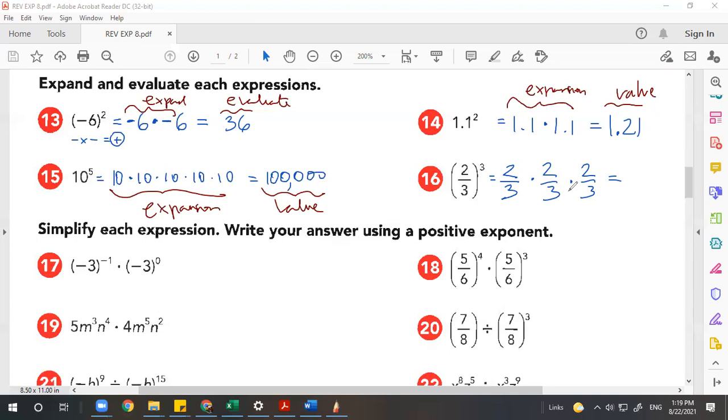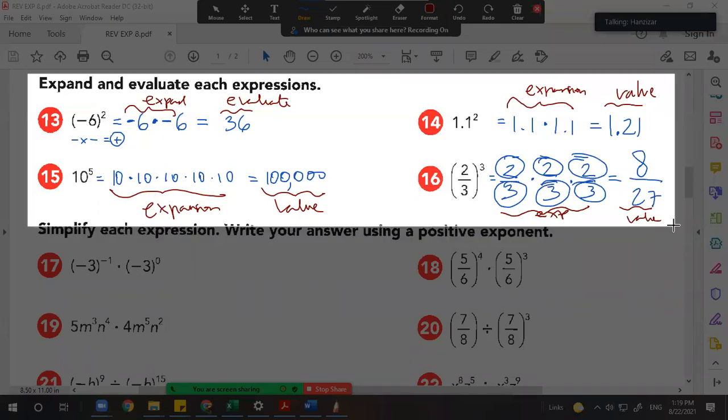I think it can be done without a calculator also. Oh, wait. 2 times 2 times 2, right? What is 2 times 2 times 2? 8. And then what is 3 times 3 times 3? 27. That's right. That's the value. So this will be the expansion form, and this will be the value. Okay, so again, I copy this.